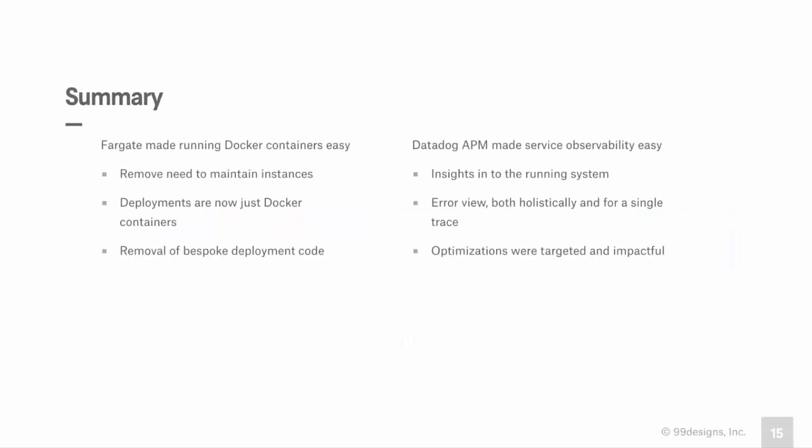So in summary, what we found is that, firstly, Fargate gives us less operational burden and allows us to focus on shipping code and features to the users. And secondly, Datadog gives us observability into the live system. It helps us keep everything running smoothly and directs our day-to-day and future efforts.